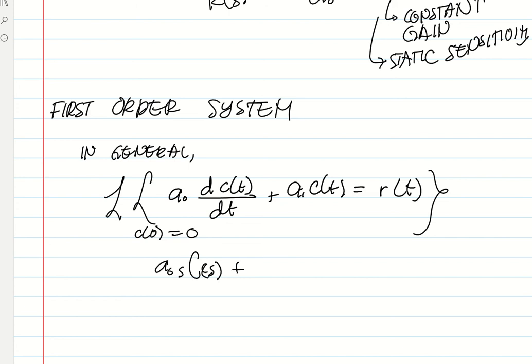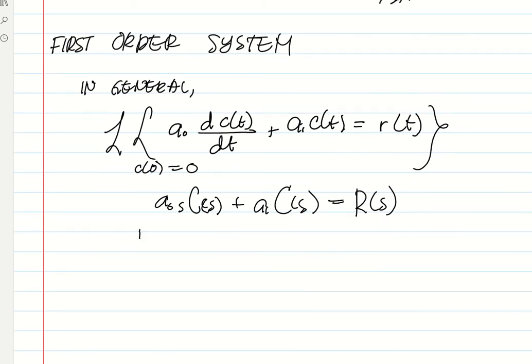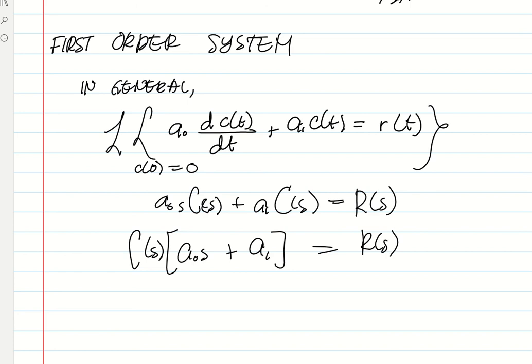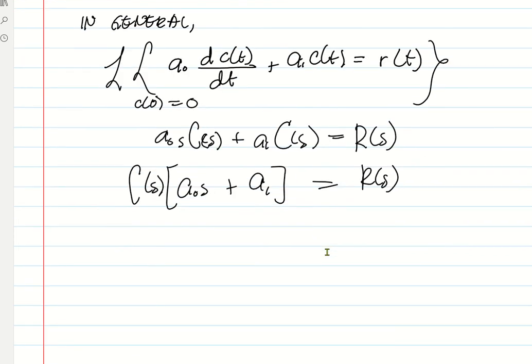Then plus the Laplace of a1 times c. So let's make it capital C. And for the input, this is just R of s. Then we can factor out that C. So we have a0 s plus a1, and this is equal to R of s. What we want is the transfer function, that is C of s, the output, all over the input R. So this will be equal to 1 all over a of 0 s plus a1.